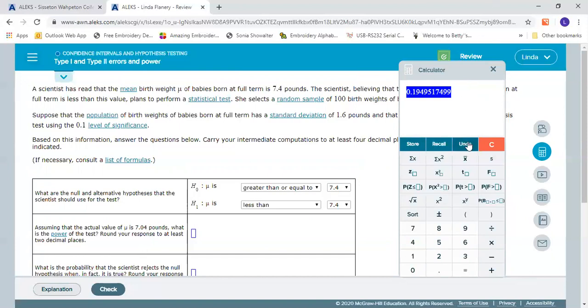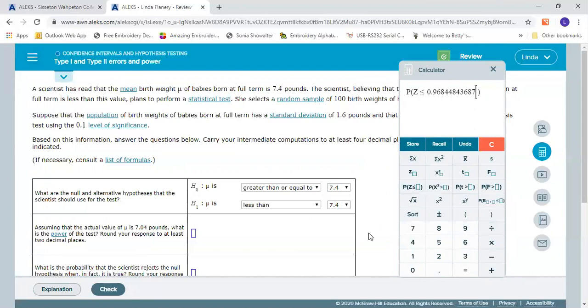7.04 equals. I'm going to divide that by the standard deviation, which is 1.6, divided by the square root of n, which is 100, and hit equals. That gives me my value that I'm going to put in my P sub z.